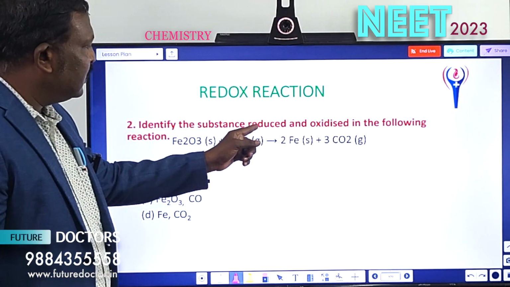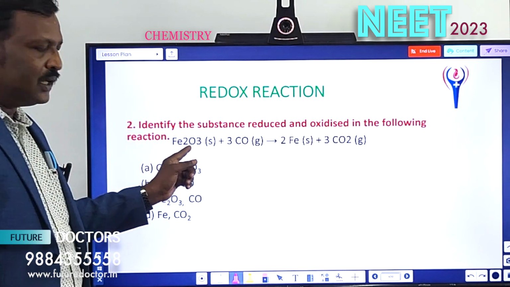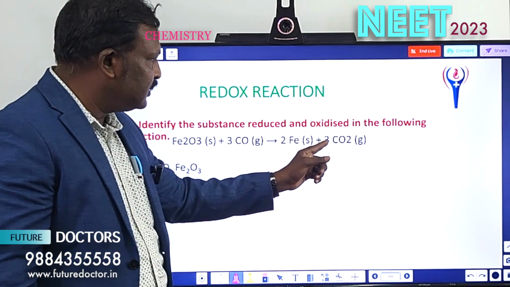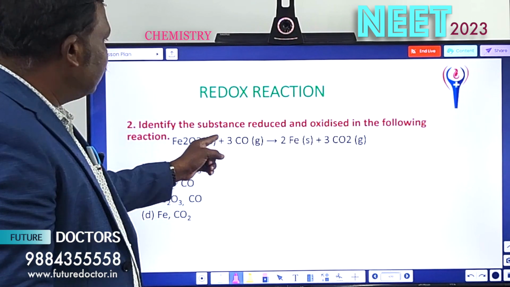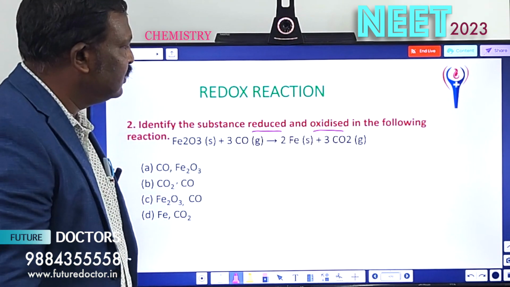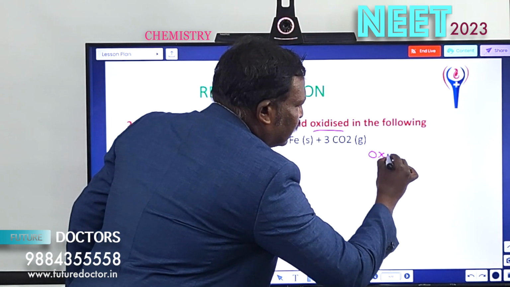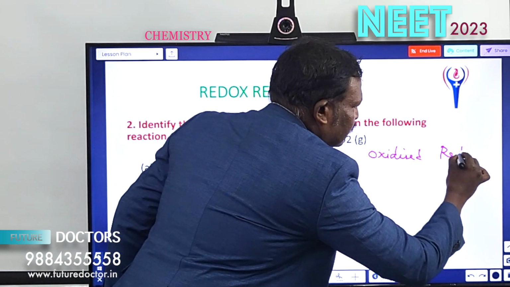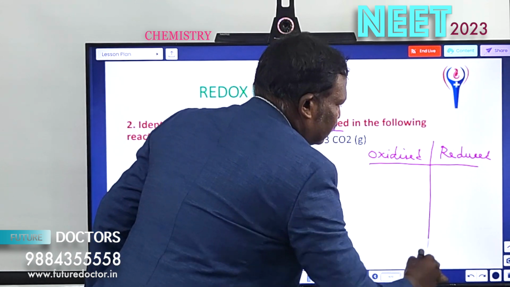Identify the substance reduced and oxidized in the following reaction. One reaction I have given, that is Fe2O3 plus 3CO gives 2Fe plus 3CO2. Understood? I have given 4 options. First of all, you should know what is oxidized and what is reduced. Understood? What is oxidized? What is reduced? What is oxidized means?